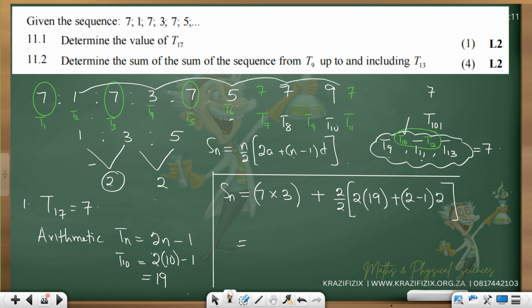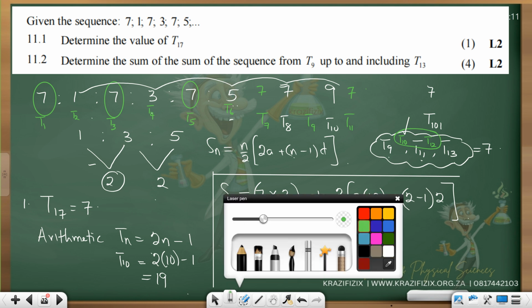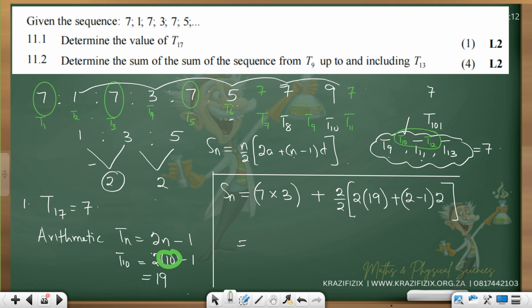Okay, let's come back here. Yes. Talk to me now, I'm here. Oh, so on the number line, it's 7, 1, 7, 3, 7, 5. Then 7, then 7, then it should be 7 again, then 9. Okay, I think I see where my error is. On the number line, this 10 is wrong. It's not T10. On the arithmetic, that's where the error is.